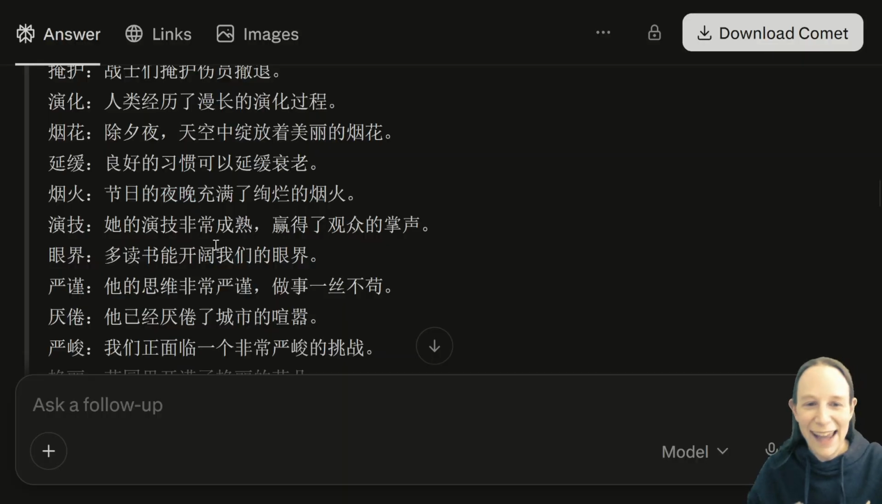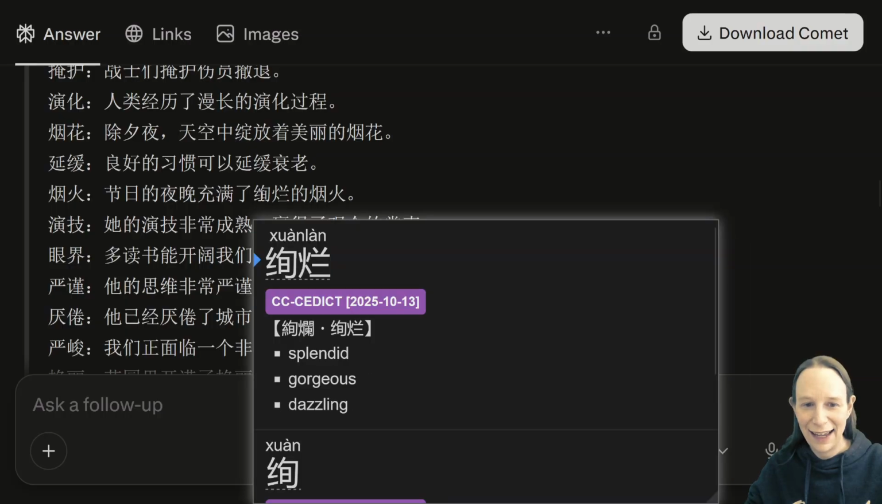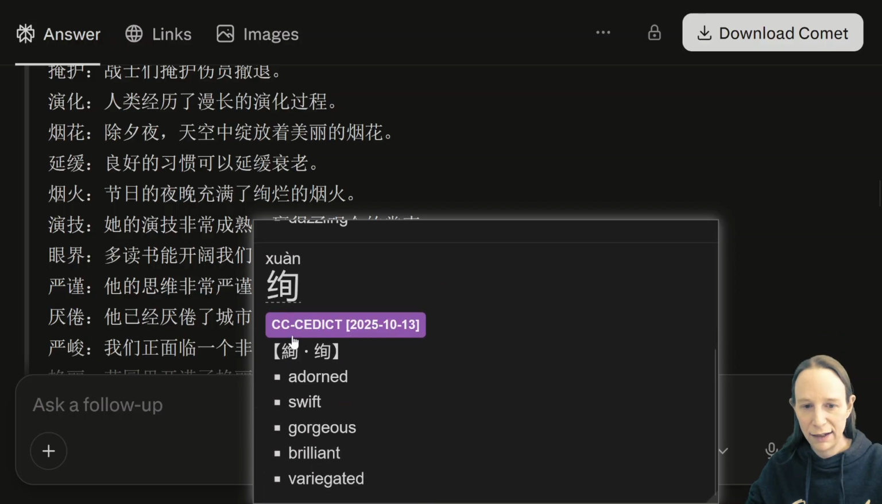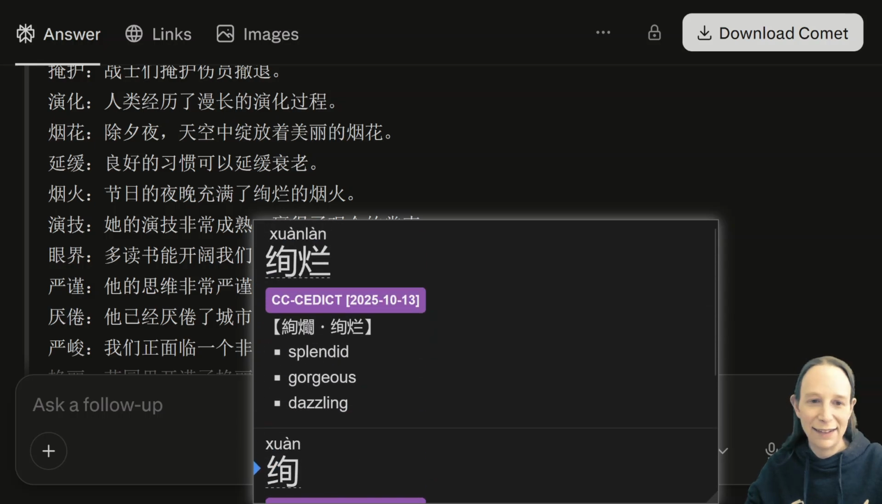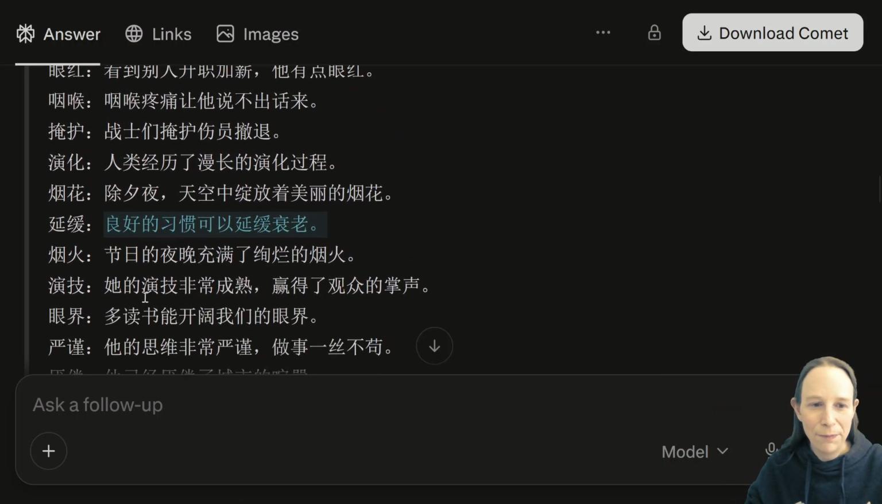节日的夜晚充满了 okay, so I'm not too familiar with this character. Presumably it's pronounced 绚烂的烟火. Oh, I read the wrong one. Okay, 绚烂. It probably is like bright. 炫. No, 炫. Why is it 炫, not 炫? Anyway, sorry, I read the wrong one.